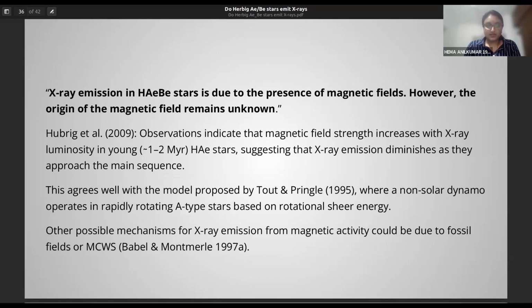From other studies like Herbig et al. 2009, they found that the magnetic field strength increased with the X-ray luminosity in young Herbig Ae stars. This suggested that X-ray emission diminishes as they approach the main sequence. This agrees very well with the model proposed by Tout and Pringle, where a non-solar dynamo operates in rapidly rotating A-type stars based on rotational shear energy. Other possible mechanisms for X-ray emission could be magnetic activity, fossil fields, or magnetically confined wind shock models.